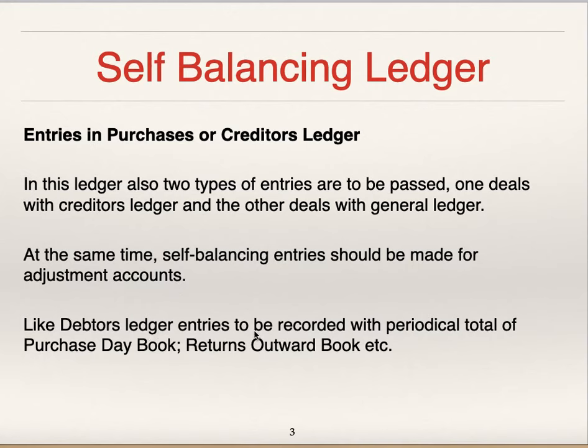Like debtors ledger, entries are to be recorded with periodical totals of purchase day book, return outward book, etc. Each and every individual credit purchase is not recorded. Each and every individual return outward is not recorded in self-balancing ledger, but the periodical total of purchase day book and return outward book is taken and the same periodical total is recorded in self-balancing ledger.